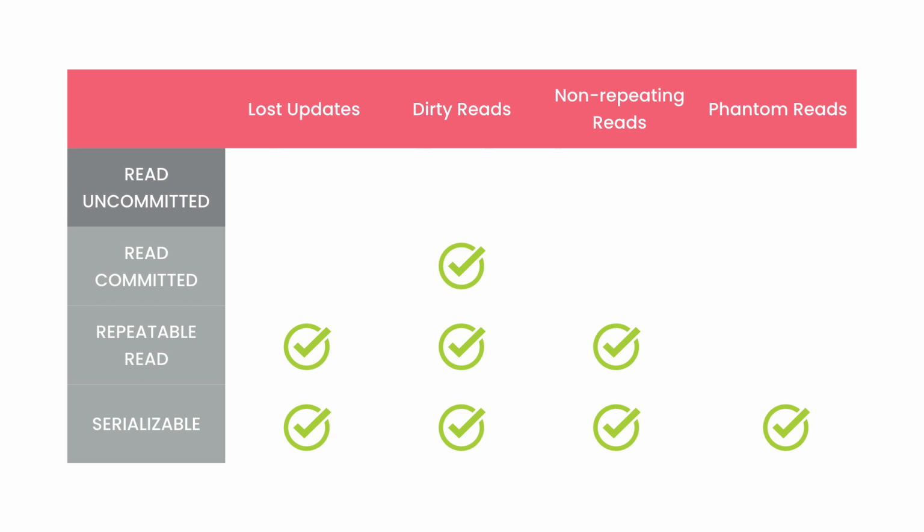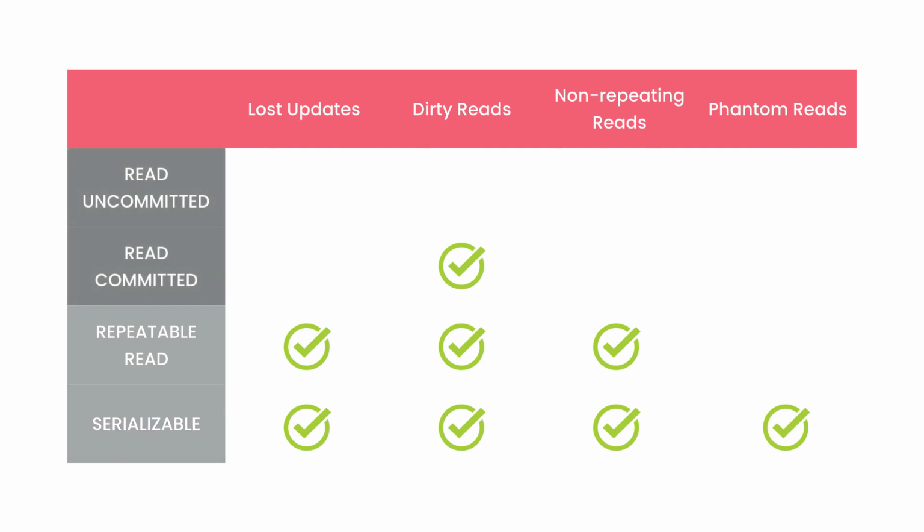In MySQL, the default transaction isolation level is repeatable reads, which works well for most scenarios. It's faster than serializable and prevents most concurrency problems except phantom reads. So, stick to this unless you absolutely have to prevent phantom reads for a specific transaction. In that case, you can use the serializable level for that particular transaction.